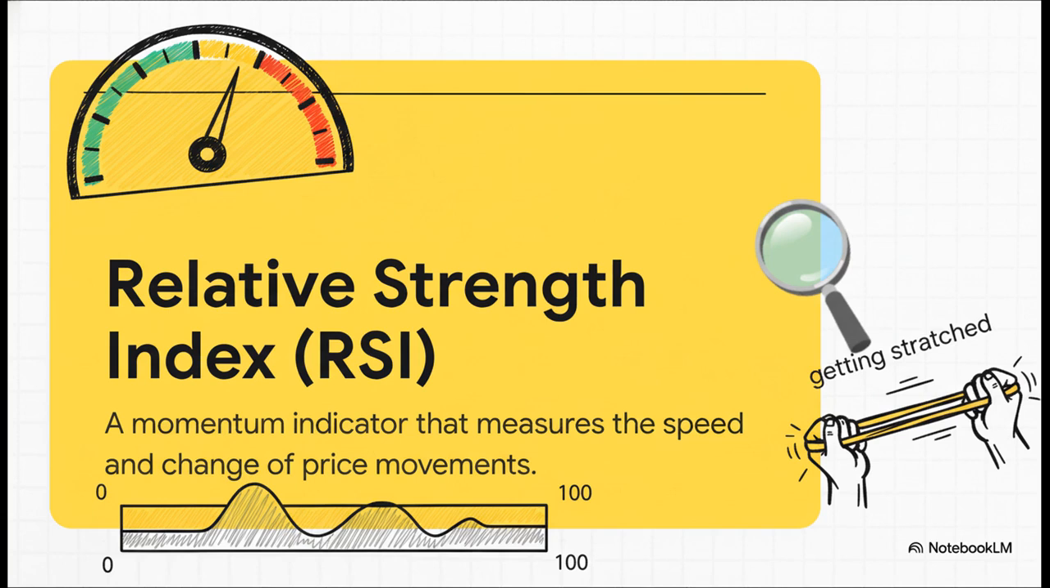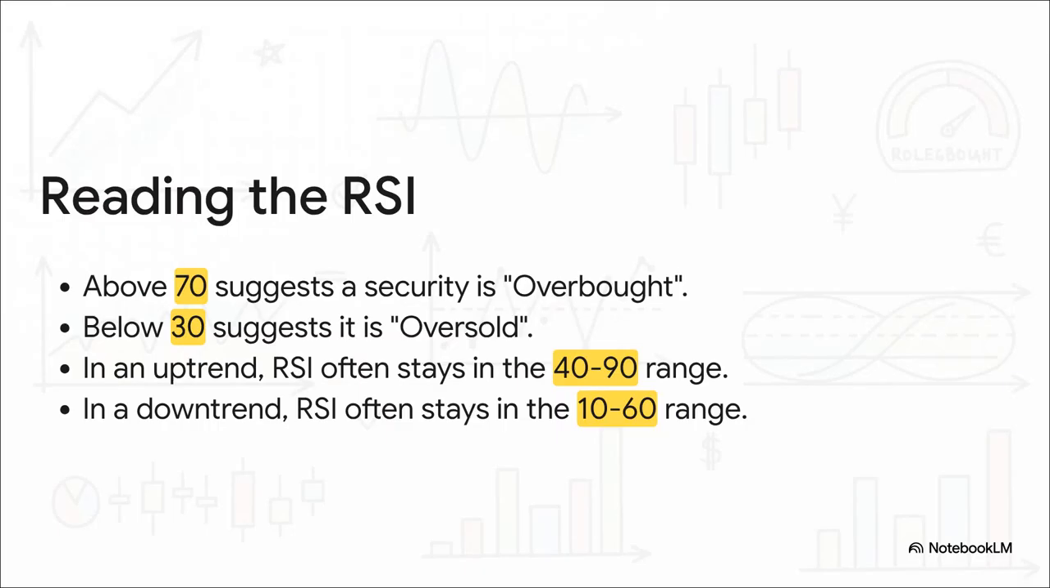It's what's known as an oscillator, which is just a fancy way of saying it bounces back and forth on a scale, in this case between 0 and 100. Its entire job is to measure how fast and how big the recent price changes have been, basically telling us if that rubber band is getting stretched too thin. The RSI gives us these really clear zones to watch. Generally, a reading above 70 is considered overbought, and a reading below 30 is oversold.